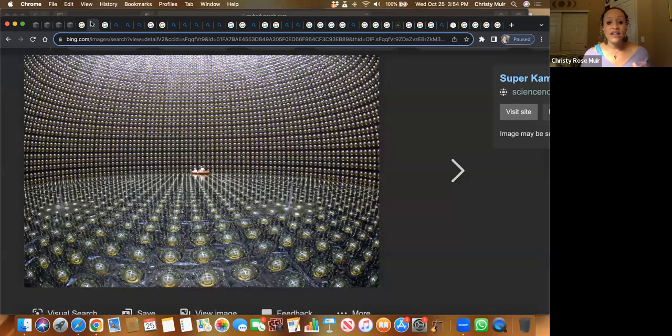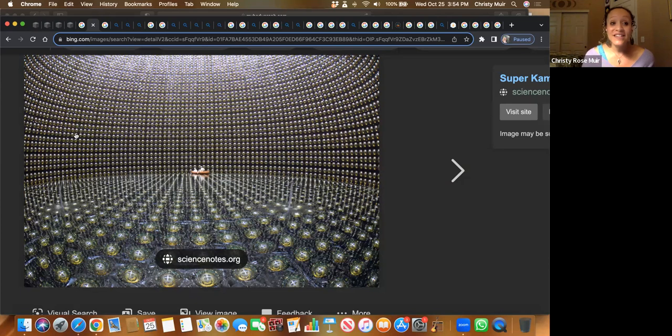Scientists actually created this massive superconductor. It's called the Super Kamiokande superconductor, and it's in Japan. And you can see here that there are two human beings inside this massive structure. It also contains a tank of 50 million gallons of water, or tons of water, or something like that. It's a massive amount of water.